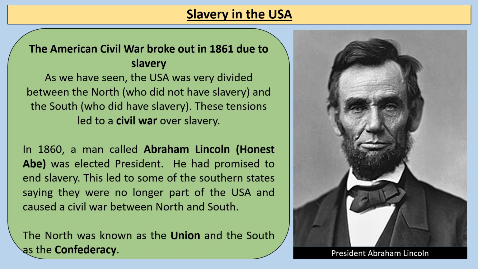Now, the North was known as the Union side because they wanted to keep the whole of the United States of America united, and the South was known as the Confederacy. They wanted to break away and form their own country called the Confederate States of America.